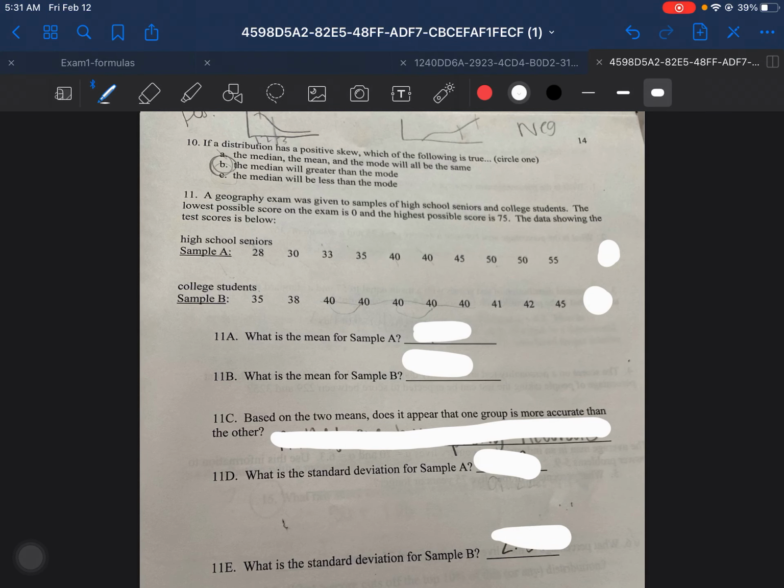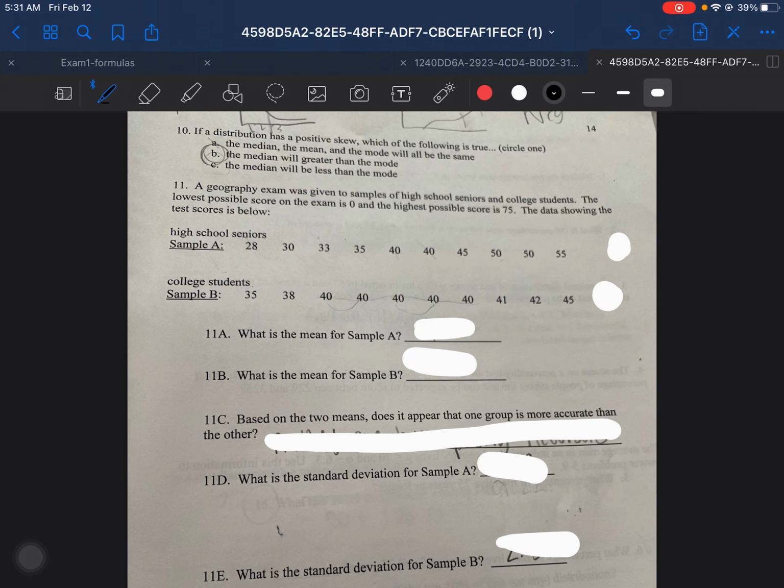Hi guys, this is probably going to be my last video for today, but this one I'm just going to go over this question here that talks about finding the mean and then finding the standard deviation.